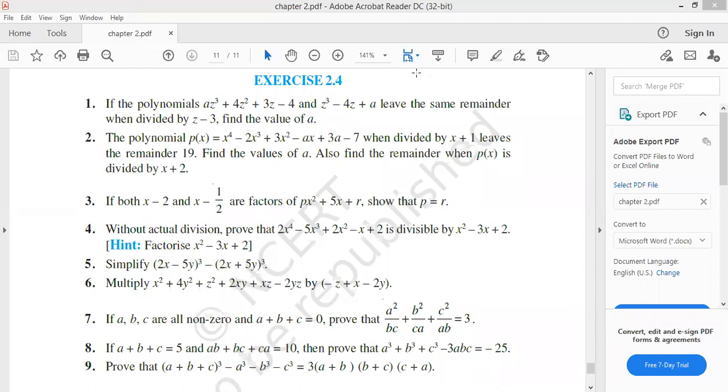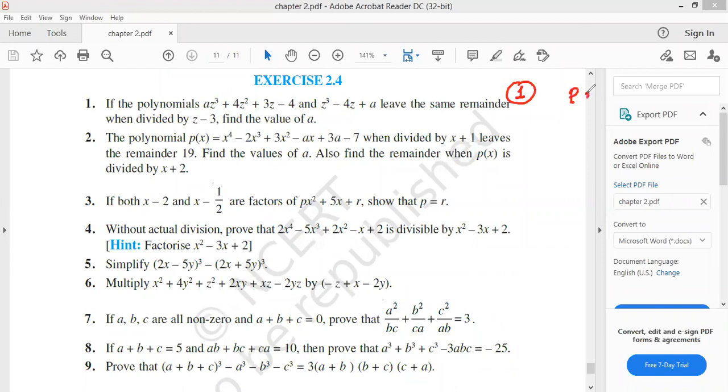That means if you substitute the value of z from z minus 3 equals 0, that means z equals 3, in the first polynomial as well as in the second polynomial, the answer will be the same. Answer means the remainder will be the same. Whatever answer comes after substituting the value of z, you will get the same number. Here you have been given two polynomials.